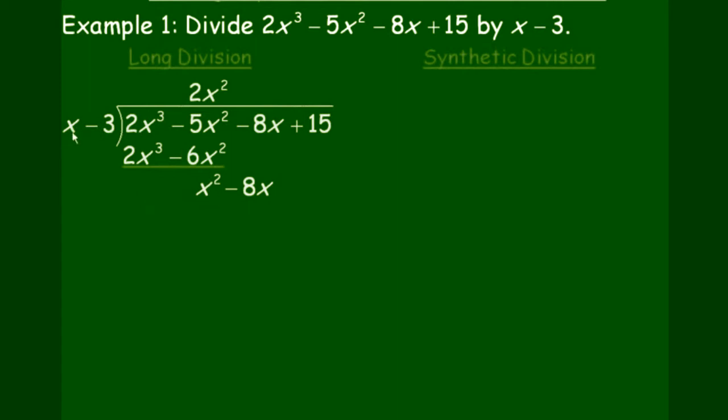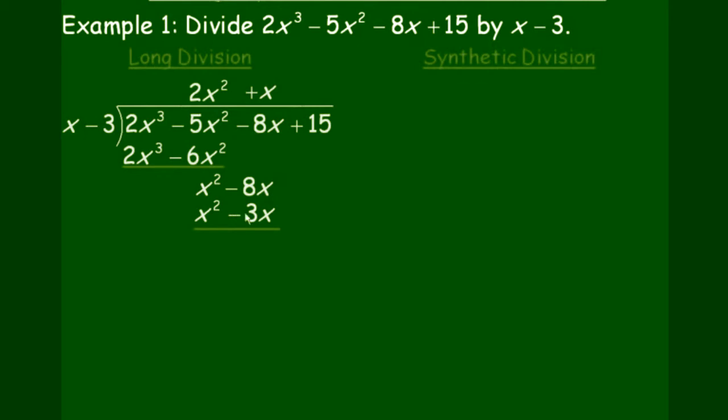So x squared divided by x is just x, or 1x. And so we write that above the negative 8x here. So x times x minus 3 would be x squared minus 3x again. x times x is x squared. x times the negative 3 is minus 3x. And we subtract, and the x squared terms cancel.